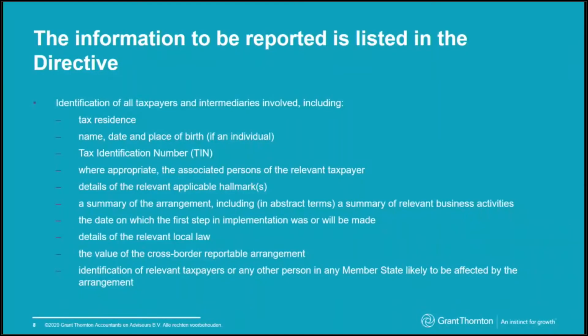I can imagine that. And I guess that's also a good bridge to the second part of your question, where you asked me what should be reported, because I think on the next slide you will see an overview of the information which has to be reported. And as you see, it's a huge list. So not only some data about the taxpayer will have to be reported, but also a summary of the arrangement, including the relevant business activities, the date in which the first step has been made, the value of the reportable arrangement, identification of relevant taxpayers who are likely to be affected by it. So it's quite an extensive list.